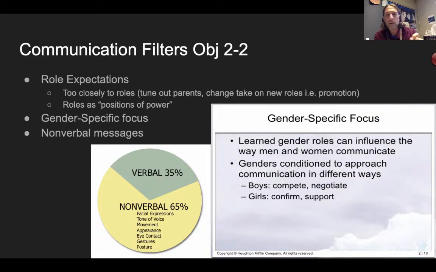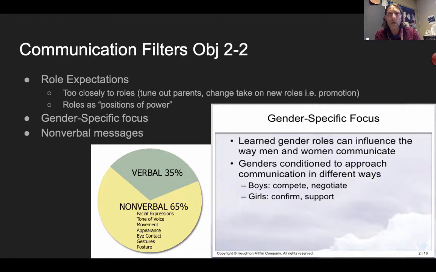Role expectations are another thing that get in our way. If we link a person too closely to their role, we are less likely to pay attention to the message. So for example, kids a lot of times will tune parents out, but they'll listen to someone else who's maybe saying the same message because we tend to identify our parents with not maybe knowing as much as what they should know or whatever. But sometimes our understanding and viewing our parents as parents first, not as people, gets in the way.